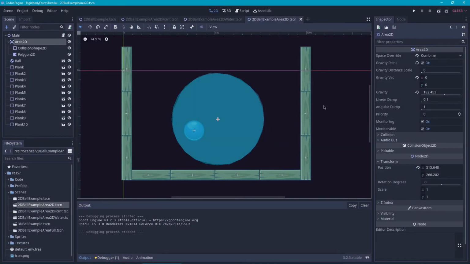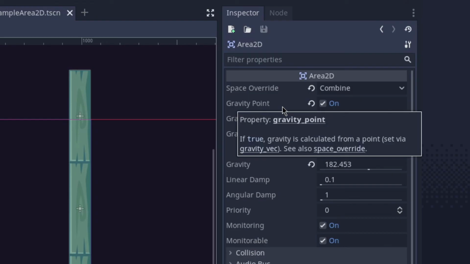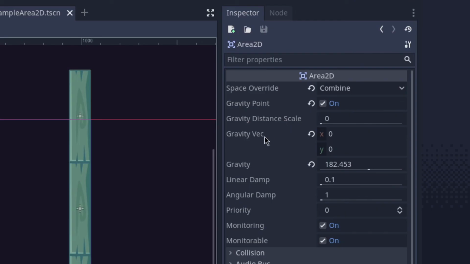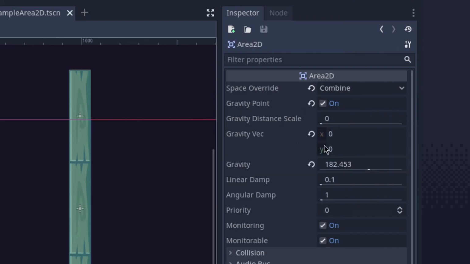In this scene, I've given the area a round collision shape, and I've turned on gravity point. The tooltip tells us that if it's enabled, the gravity is calculated from a point set via gravity vec. So I've set my gravity vector to 0, 0 for it to be in the center. For point gravity, there's also the gravity distance scale, which says that the greater the value, the faster gravity decreases with distance. So I've set this to 0 right now, so that when the rigid body touches the area, it will immediately get pulled towards the center of the area.